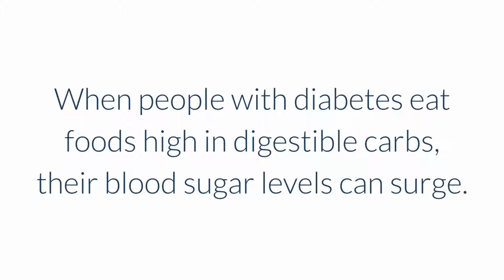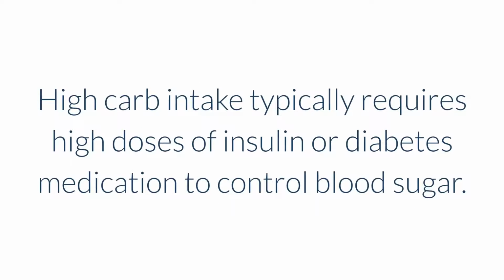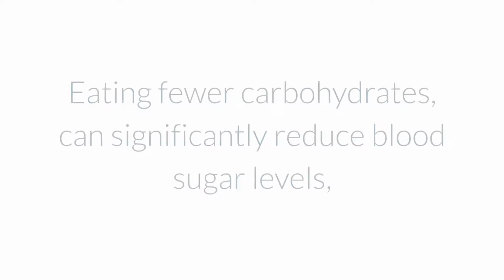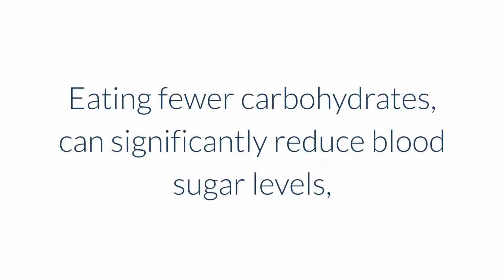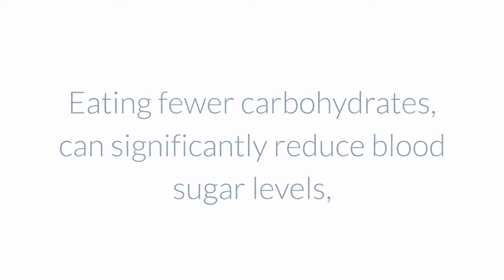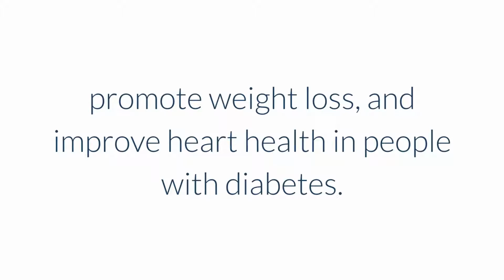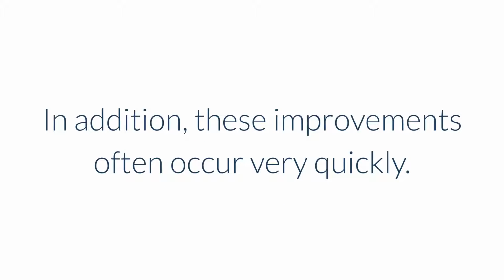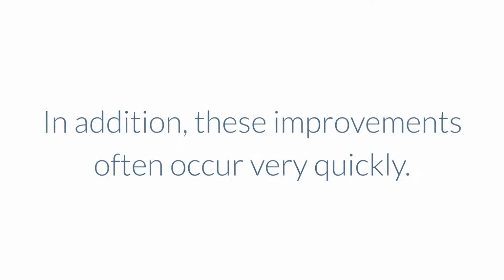When people with diabetes eat foods high in digestible carbs, their blood sugar levels can surge. High carb intake typically requires high doses of insulin or diabetes medication to control blood sugar. Eating fewer carbohydrates can significantly reduce blood sugar levels, promote weight loss, and improve heart health in people with diabetes. In addition, these improvements often occur very quickly.